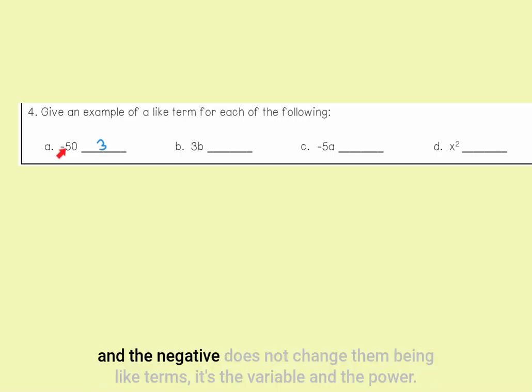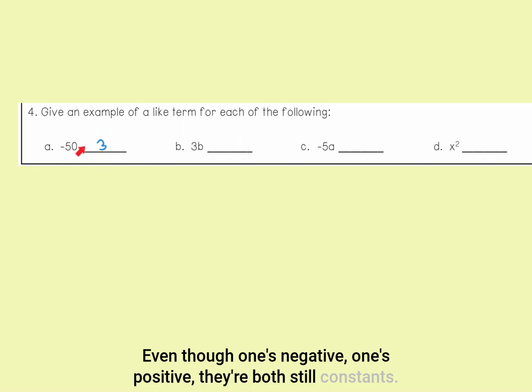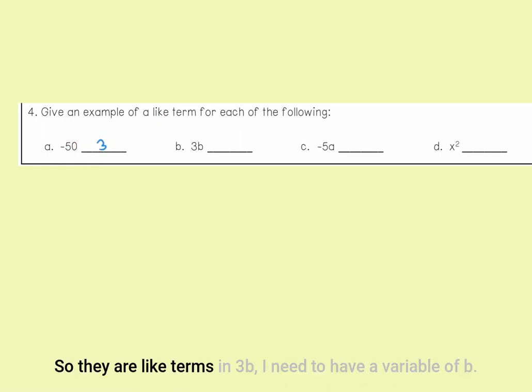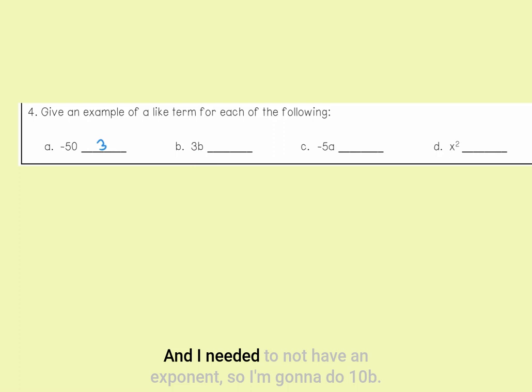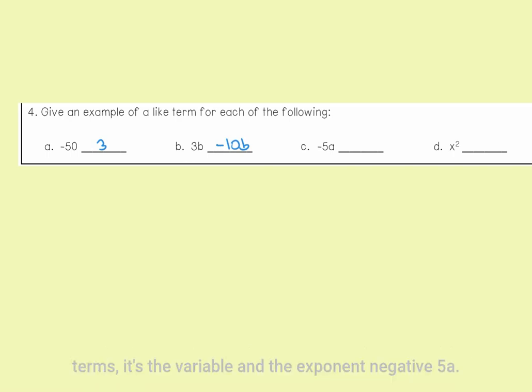The positive and the negative does not change them being like terms. It's the variable and the power. So these are both constants, even though one's negative and one's positive, they're both still constants, so they are like terms. In 3b, I need to have a variable of b, and I need it to not have an exponent. So I'm going to do 10b. Actually, we'll make it negative 10b, because again, the positive and the negative are not what's deciding if it's like terms. It's the variable and the exponent.